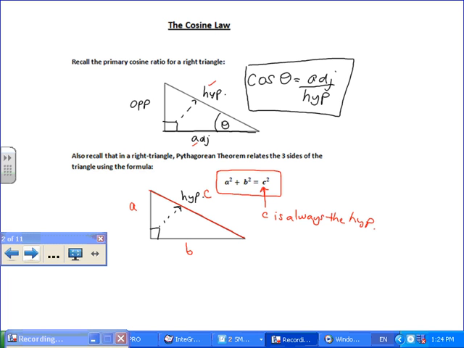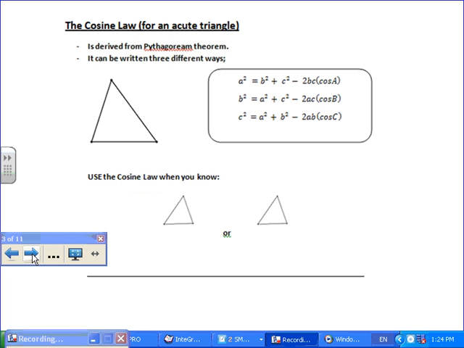So from these two different laws, the primary trig function for cosine of an angle and the Pythagorean theorem, comes our cosine law. You're given cosine law on the next page of your notes, and it's derived from both of these. It can be written three different ways. For a triangle that is not a right triangle, we have the following law.